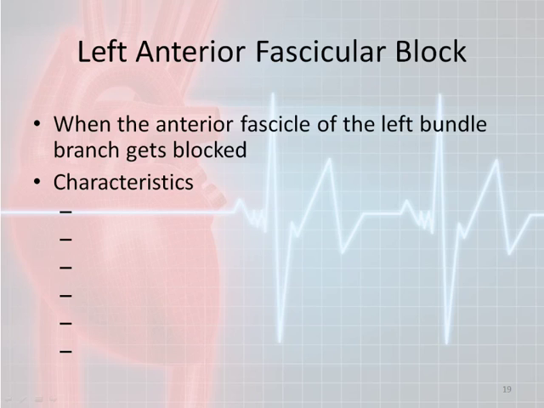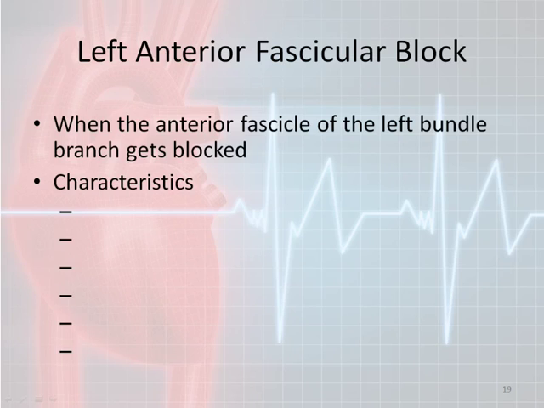The anterior fascicle is a little bit straighter, it's a little bit more condensed, so you're going to have a more common anterior fascicular block than you are a posterior fascicular block. So let's go ahead and talk about the characteristics of an anterior fascicular block.